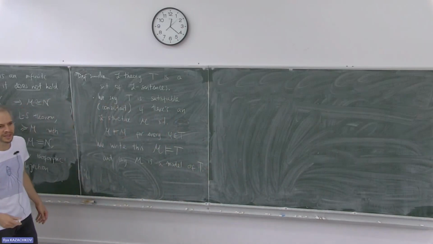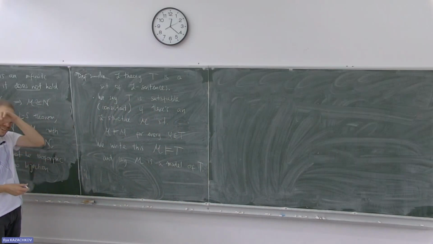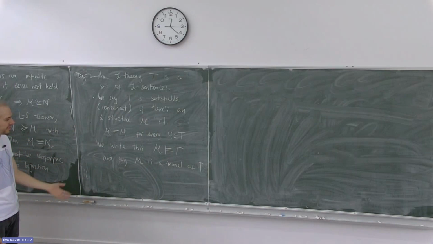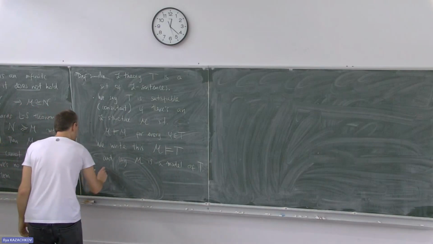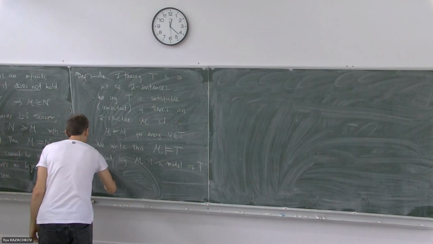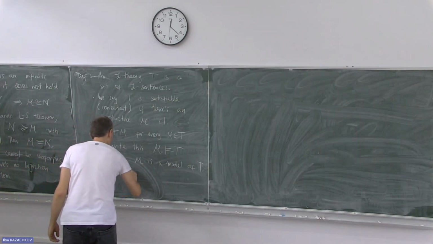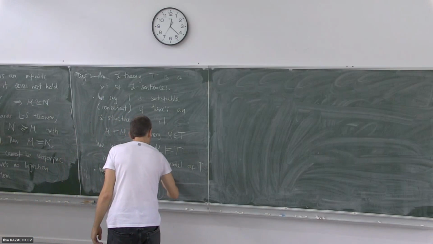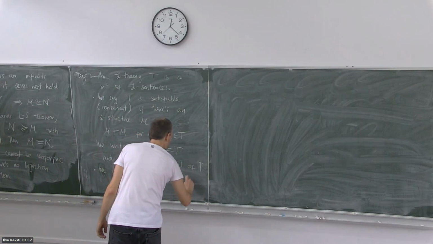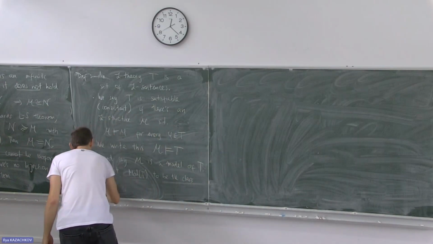Now, finally, we have the word model in this course. Models of a theory T are just the structures that satisfy every sentence of T. Now, finally, let me give you another definition. We let Mod(T) be the class of all models of T.